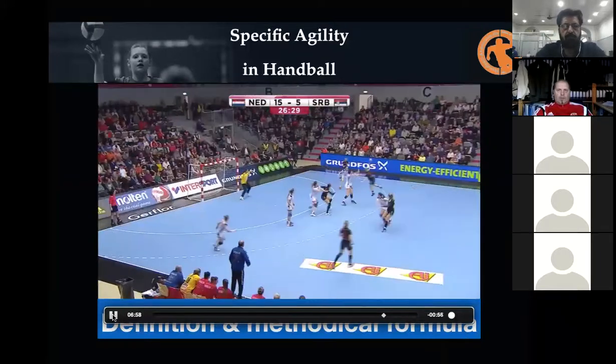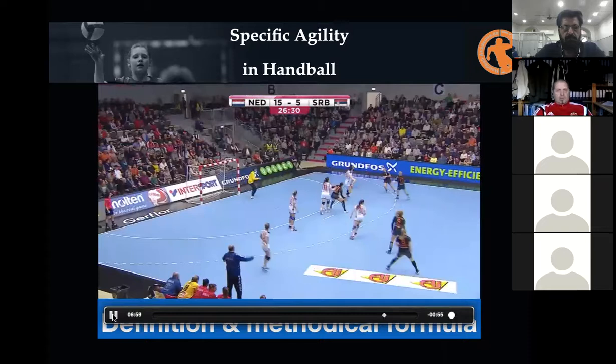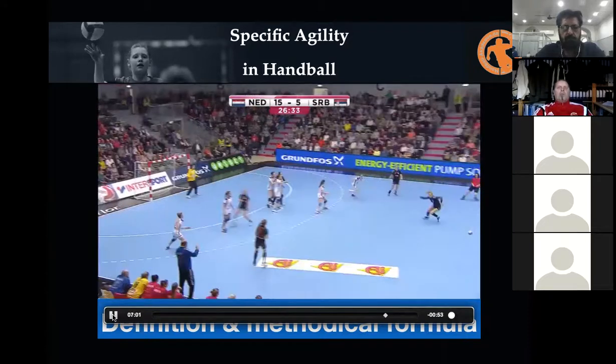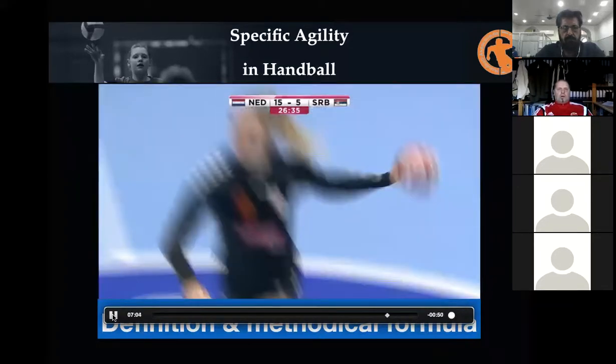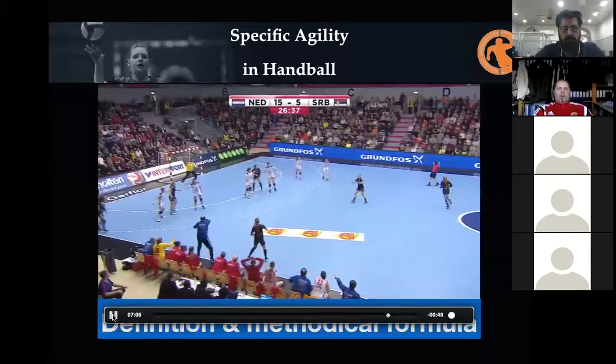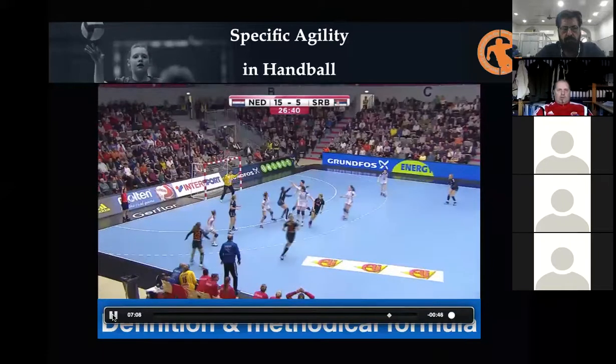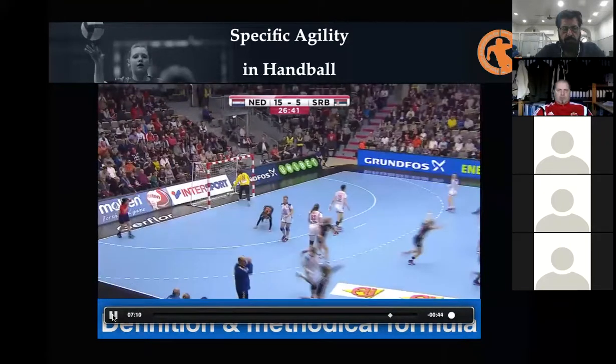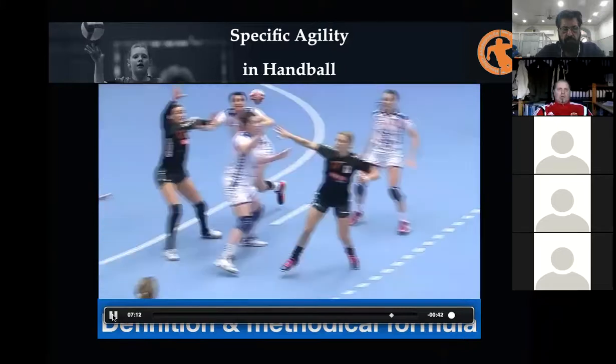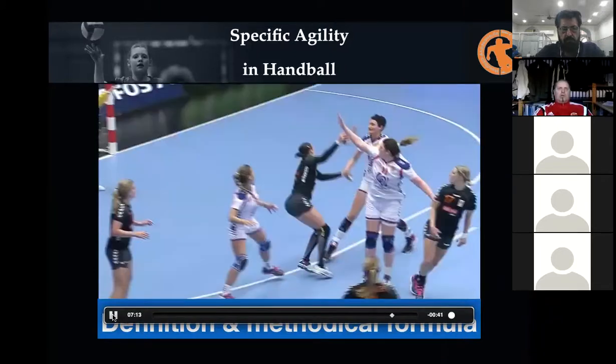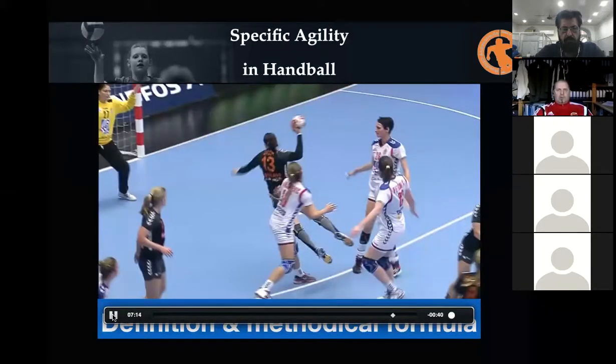Okay. The last example, and I like it so much, shows how important thinking on the ground is. This is the final action, but this is not the important moment. It's a no-look pass from center back to pivot. The important moment is before.